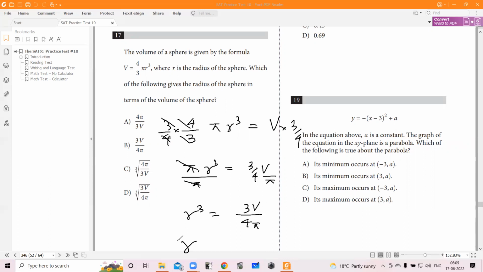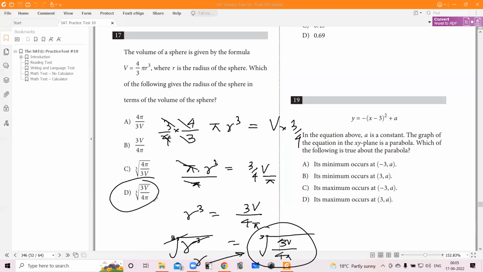So cube root, you can write it like this, or you can write it raised to power 1/3 also. And I'll be writing here cube root of 3V/4 pi. So that's the answer, because cube and cube root will cancel out, so r will be equal to cube root of 3V/4 pi. And that is option D, right? Yeah, D. I put option C, so I see where I went wrong.